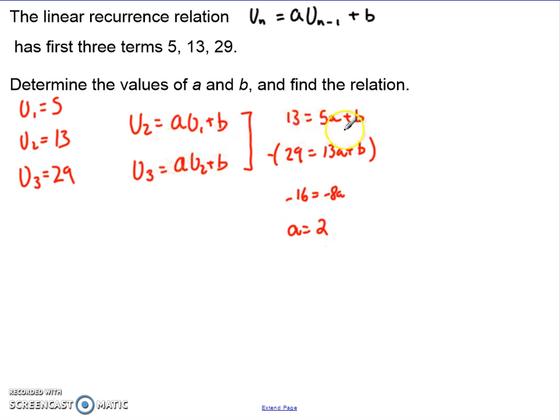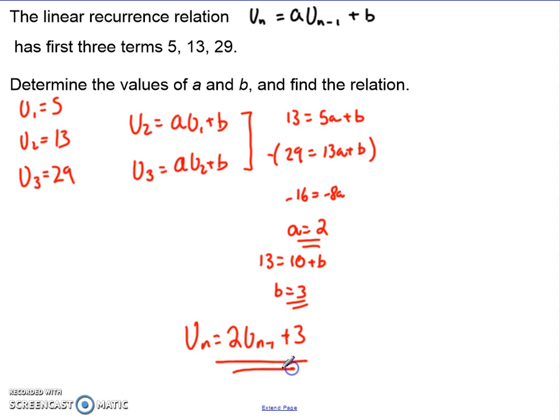So I can take this and substitute it into either of these two equations and get what the value of b is. Go to the top one, I get 13 equals 5 times a, so 5 2's, which is 10, plus the value of b. From that, I know that b is equal to 3. So I've got my values for a and b. I can then go back and set up the relationship un equals a, which I know is 2, times un minus 1, plus b, which is 3. So there you go, I've now got my linear recurrence relation. I can use that to calculate any consecutive term that I now need.